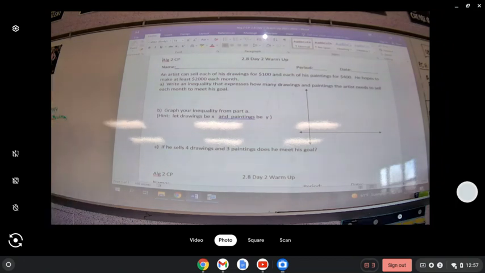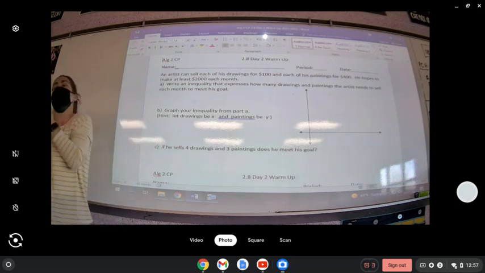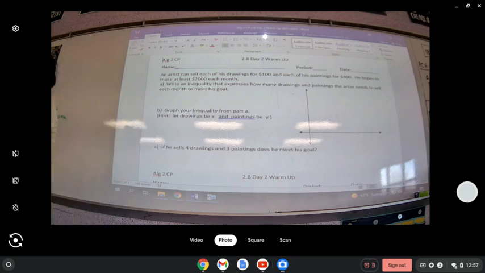All right, so this problem says an artist can sell each of his drawings for $100 and each of his paintings for $400. He hopes to make at least $2,000 every month. So guys, each month, the combination of drawings and paintings that he sells is probably going to change. Maybe one month he sells 2 drawings and 8 paintings. The next month he sells 5 drawings and 4 paintings.